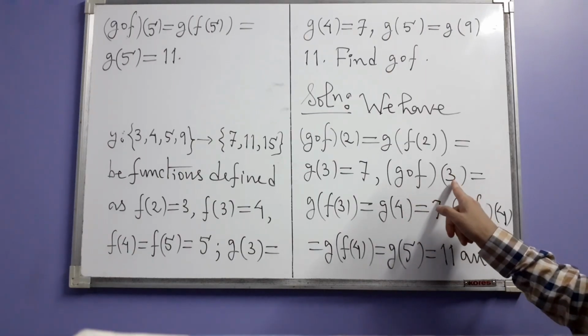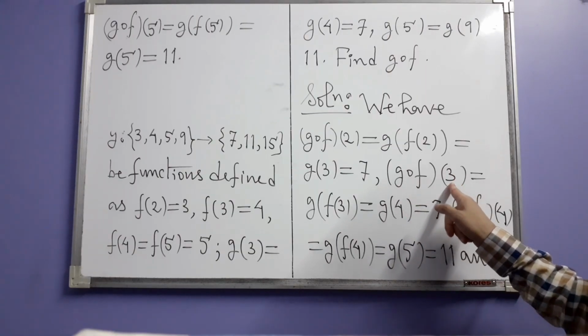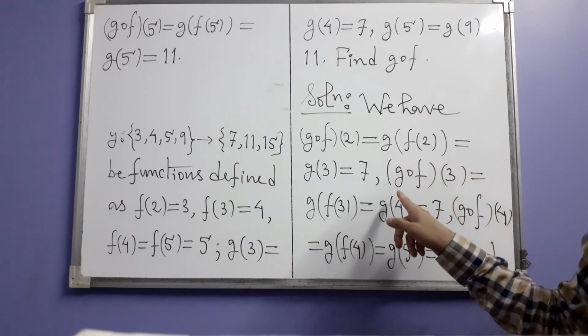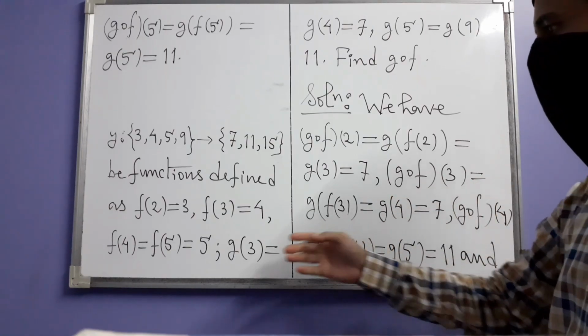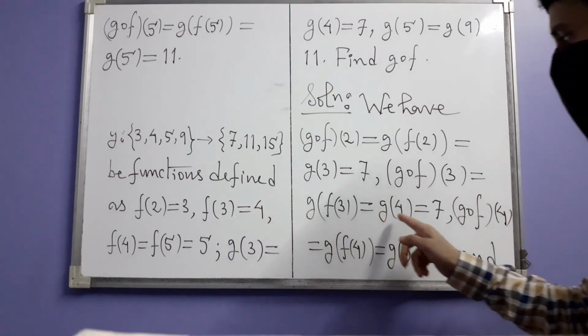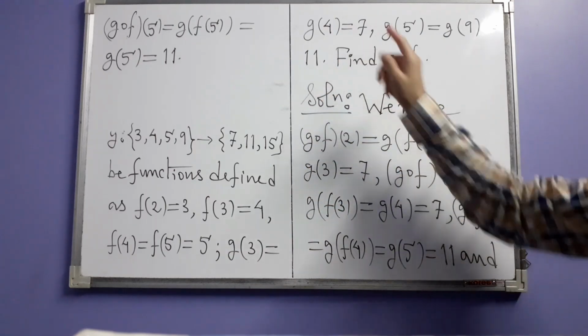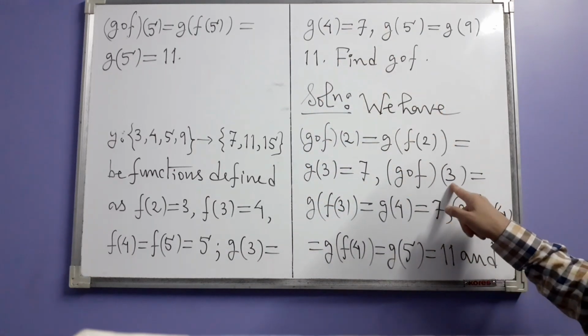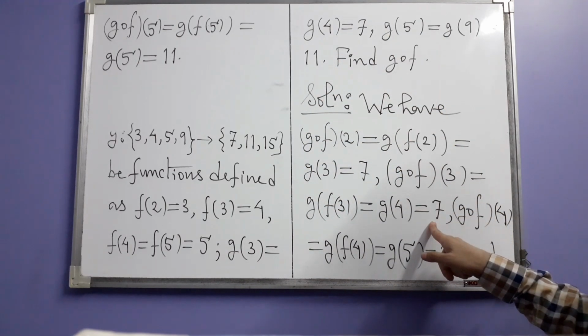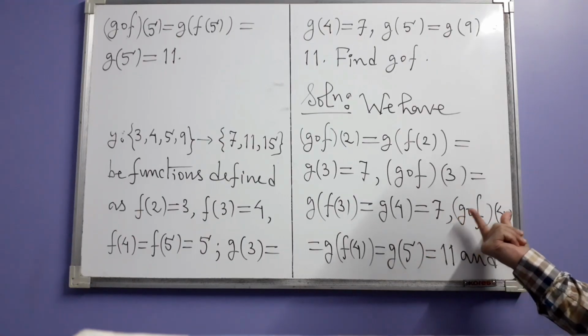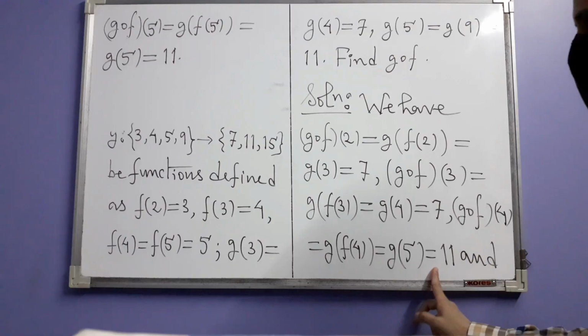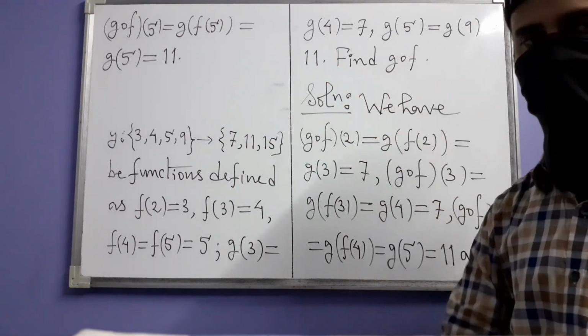Next, we also have the point 3 in the domain of f and hence in the domain of this composition, and g circle f of 3 is by definition g of f of 3. Now f of 3 is 4, so g of 4, and g of 4 is 7. So the point 3 also gets mapped onto 7, and similarly you can see that g circle f of 4 is 11 and g circle f of 5 is also 11.